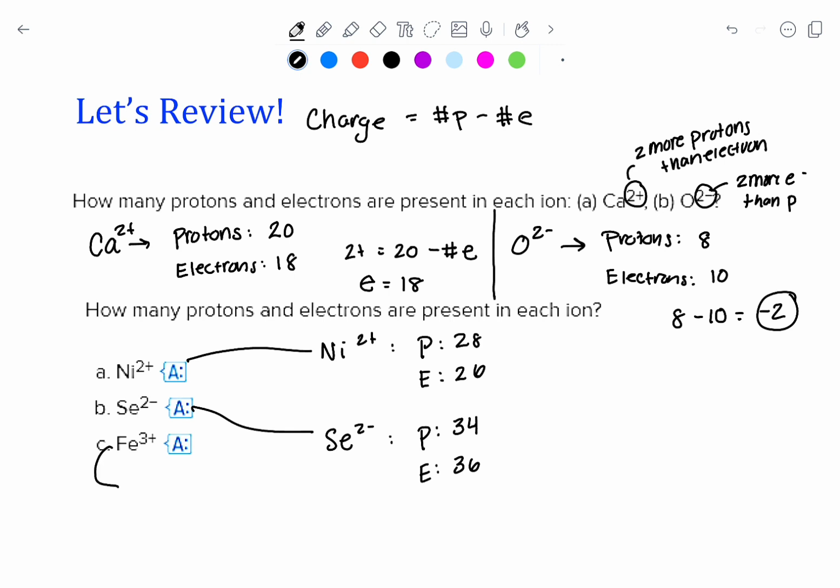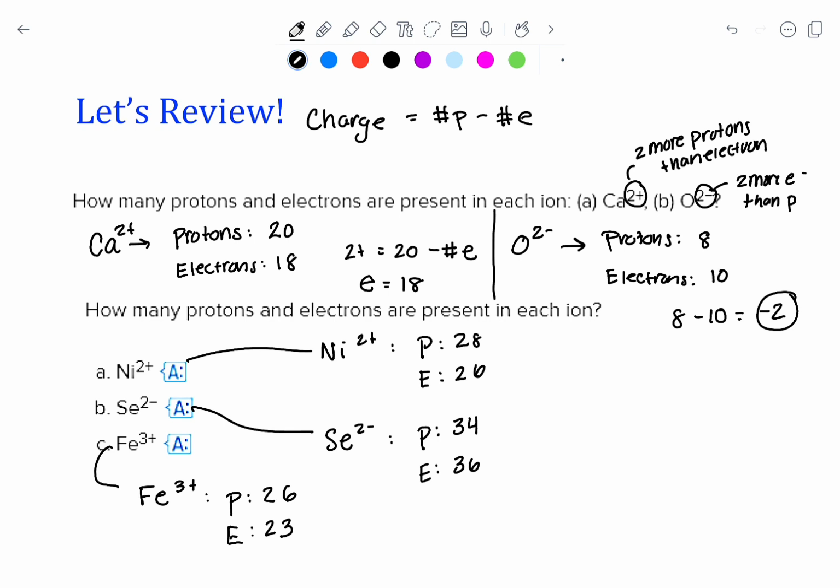Finally, we have iron 3+. If we find iron on our periodic table, we would find that it is element number 26, so it has 26 protons. With a 3+ charge, that means I have 3 more protons than electrons, so I'm going to subtract that 3 from my protons and get 23 electrons.